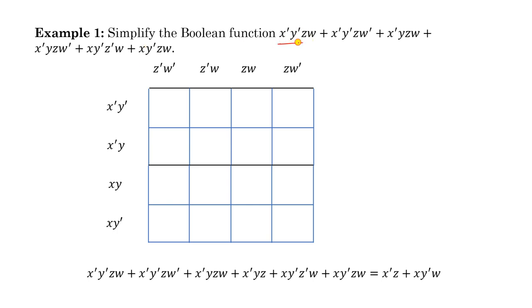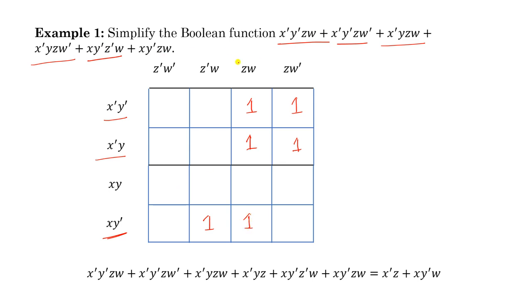Here look at this, the first term is x dash y dash z w. Here x dash y dash is this, and z w, so right here 1. Second term x dash y dash z w dash, right here 1. Third x dash y z w, x dash y is this one, z w, right here 1. X dash y z w dash, right here 1. Next term is x y dash. X y dash is this term, z dash w, x y dash z dash w, right here 1. Last term is x y dash z w. So I have replaced all these terms with 1.